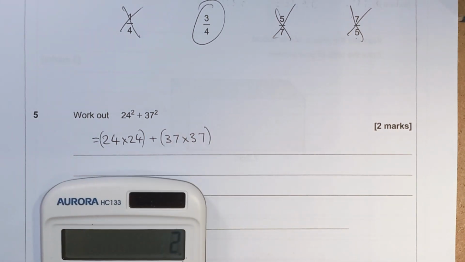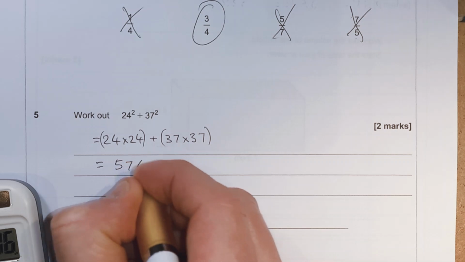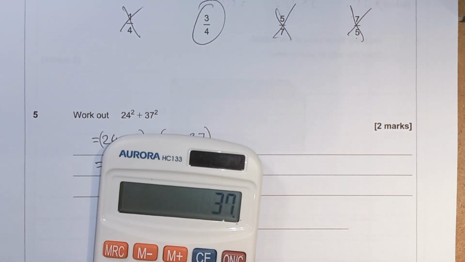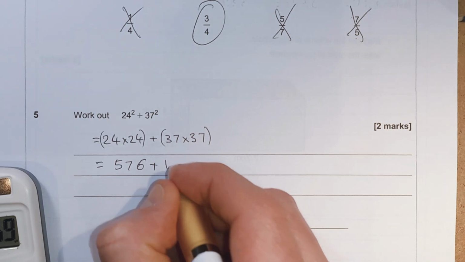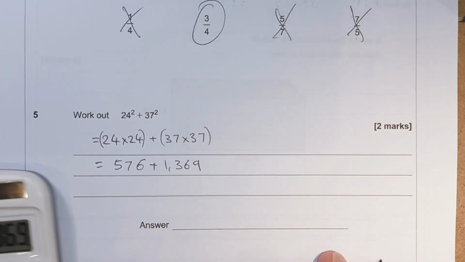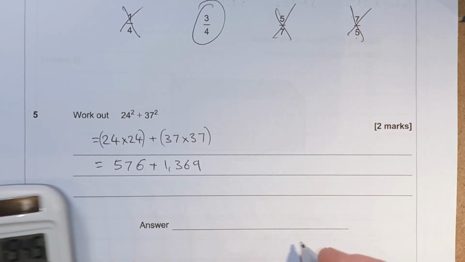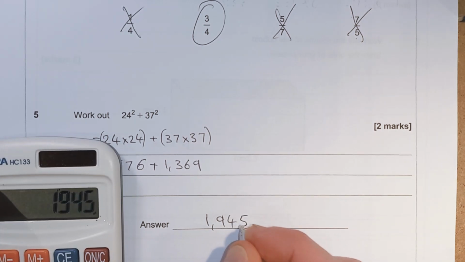So 24 times 24 is 576. And 37 times 37 is 1,369. So if we add those two together, we get 1,945.